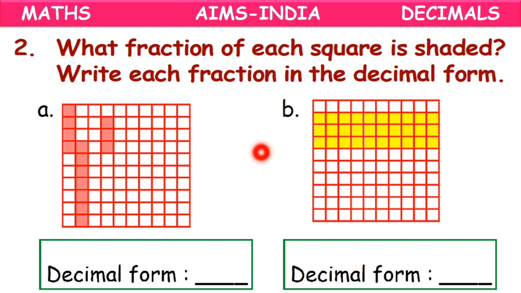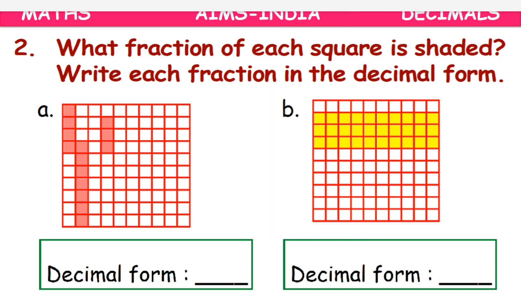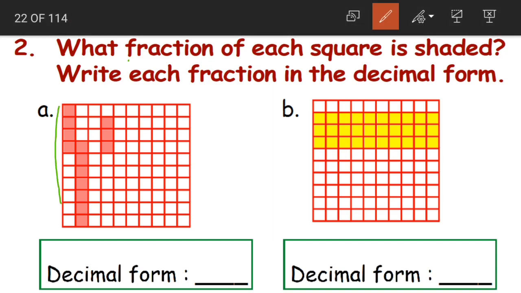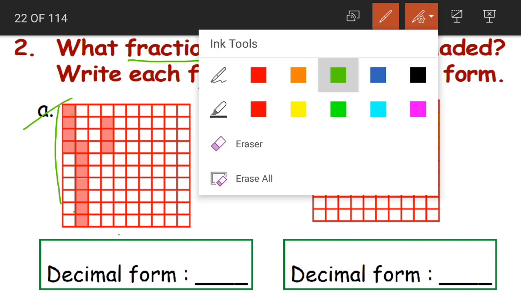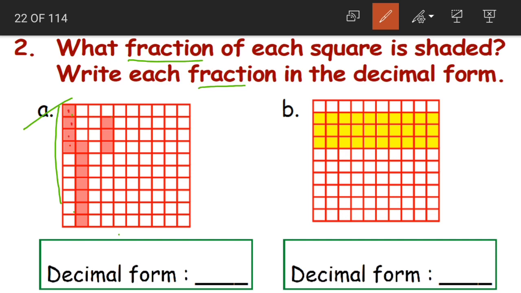Okay. Next bit, what fraction of each square is shaded? Write each fraction in decimal form. Now what are they saying? First, for the given figure, we have to find out what fraction is shaded. For the given square, what part of it is shaded, and then we need to write that fraction in decimal form. If you look at the first square here, square A, 1, 2, 3, 4, 5, 6, 7, 8, 9, 10, 11 and 3. 14 squares are shaded. So 14 becomes our numerator.